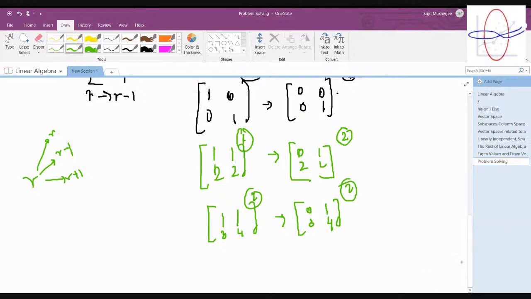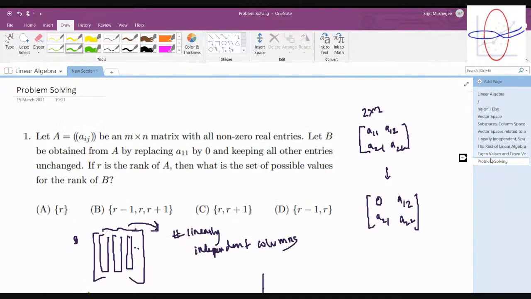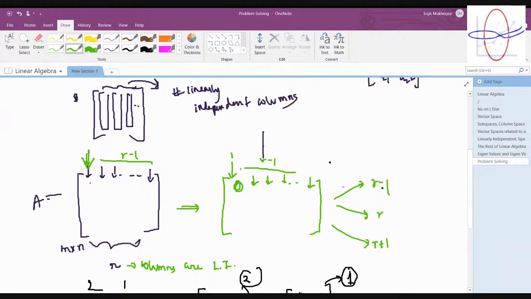Okay. So why? Because even if you assume the first one is linearly independent among the linearly independent vectors, if you introduce this 0, this vector can become linearly independent again. These are vectors.